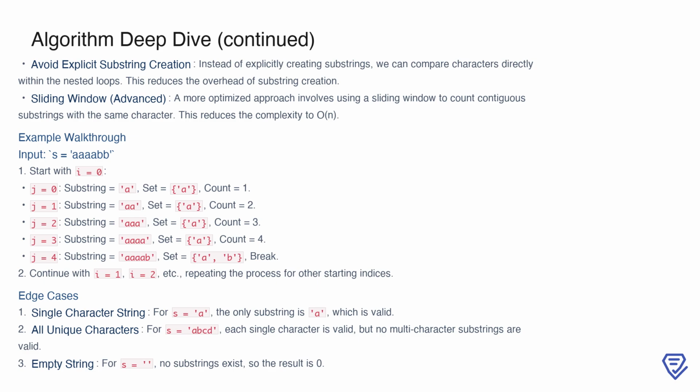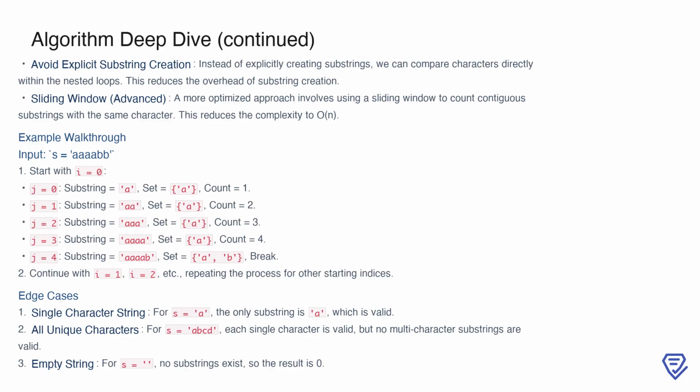substrings. To illustrate the brute force process, let's consider an example with the string s equals aaaab. Starting with i equals 0, we examine substrings by incrementing j. At j equals 0, the substring is a, which is valid because the set contains only one character, so we increment the count to 1.